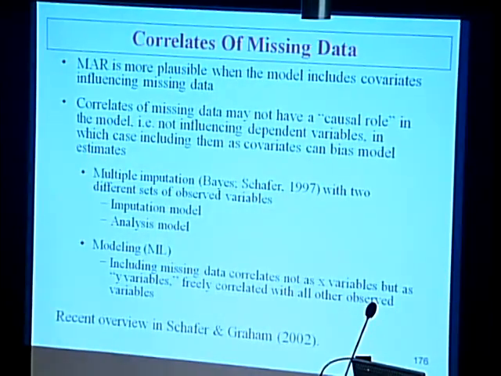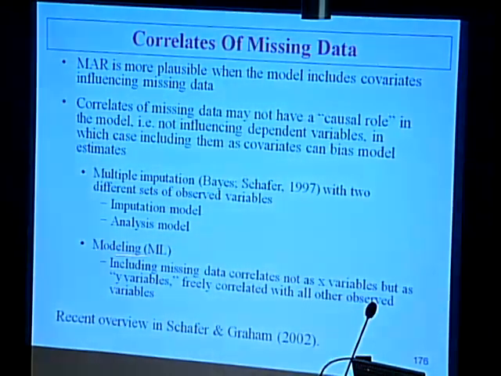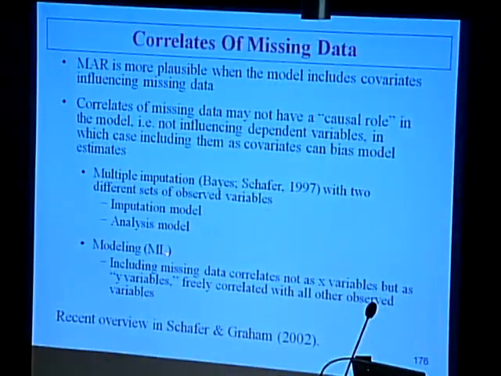Because then your true covariates that have substantive meaning, that have a causal role, become partial. Their coefficients become partial regression coefficients with these extra missing data covariates included. And that's not what you want. Two approaches to solve that dilemma. One is the Bayesian multiple imputation approach. The other is staying with maximum likelihood and doing a little bit different modeling.